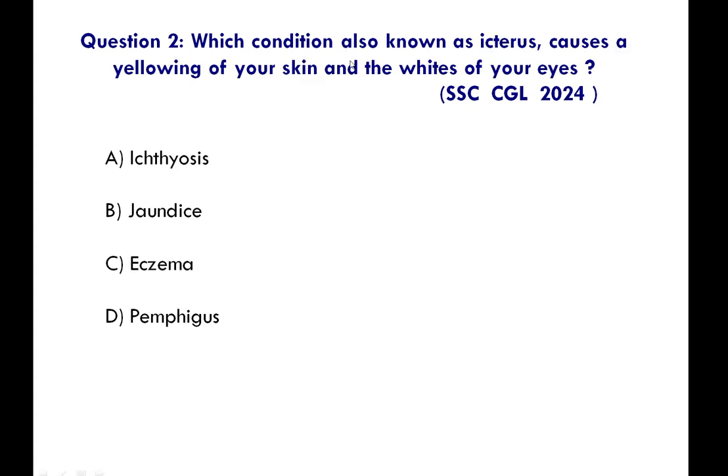Which condition, also known as icterus, causes yellowing of your skin and the whites of your eyes? And the options are ichthyosis, jaundice, eczema, or pemphigus. So the correct option is B, that is jaundice.